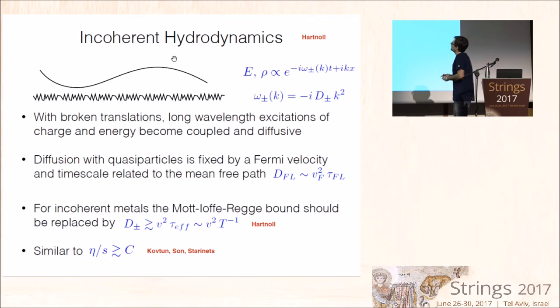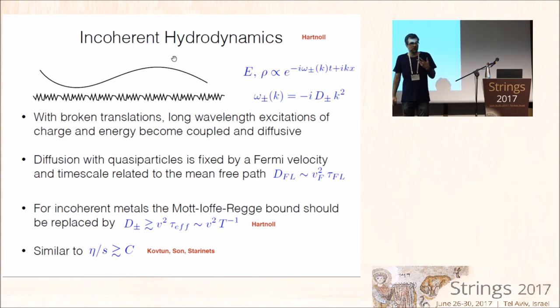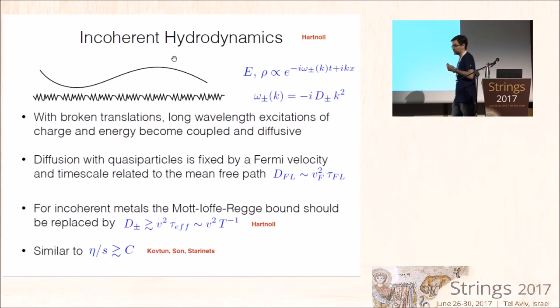Now, as I told you before, what characterizes such materials where translations are broken very badly is the fact that they become diffusive. So the energy density and the charge density are now becoming diffusive. The long wavelength excitations of these charges become diffusive. The good thing in discussing diffusion is that you can start thinking in terms of the microscopic description of your theory. For example, you can think of the Fermi liquid, and diffusion is really fixed by the Fermi velocity that you can extract from the Fermi surface and the mean free path that you have in your system. This lets you extract a characteristic timescale, which actually fixes diffusion for those systems.